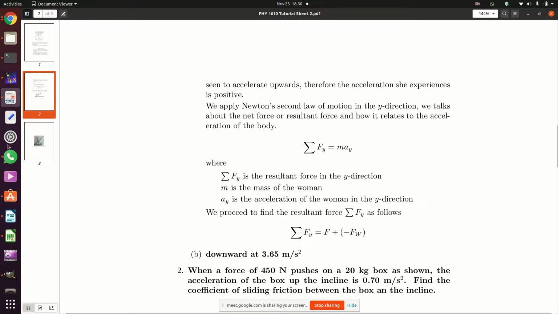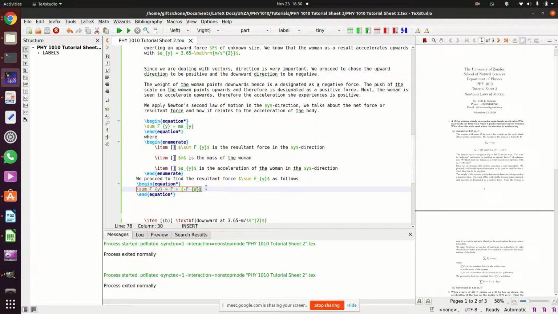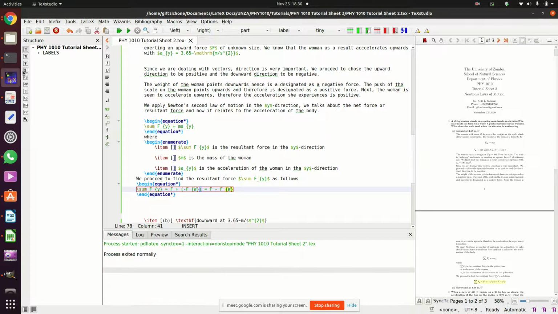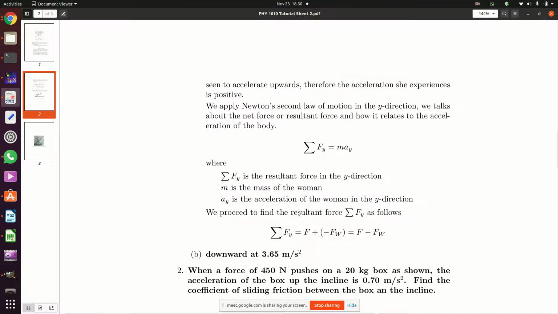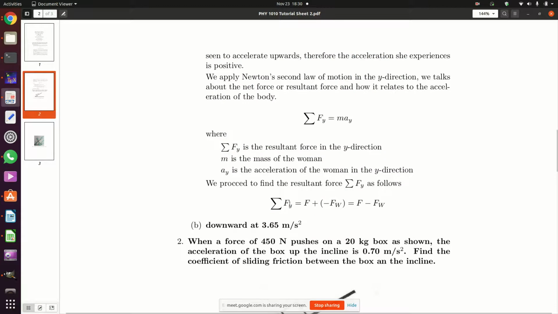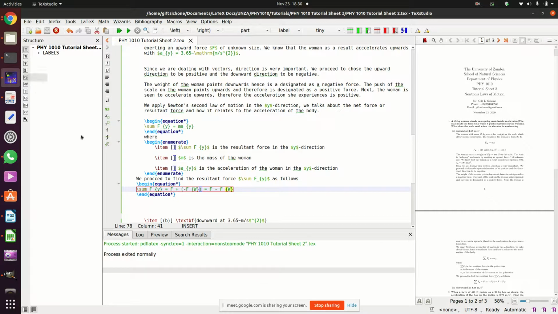That's what you have. That we get that. That will be equal to F minus FW. So we have found the resultant force. The resultant force is equal to this. So the only thing we need to do is equate this resultant force, which is this thing, to this. Okay. We get next, which is equal to ma.